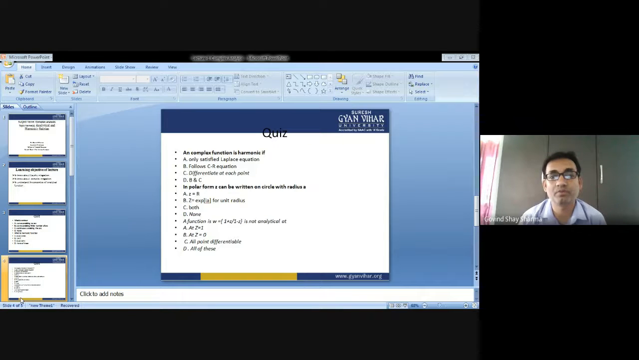For the function w, when we find w upon z, we get 1 upon 1 minus z square. So in the denominator at z is equal to 1, the function does not exist. So this is not analytic.